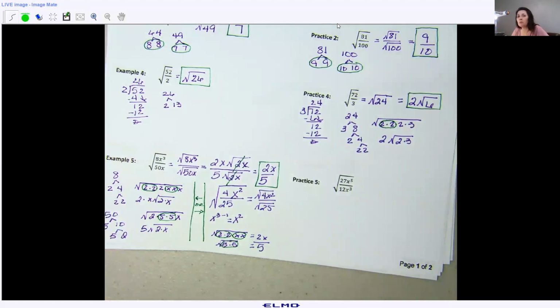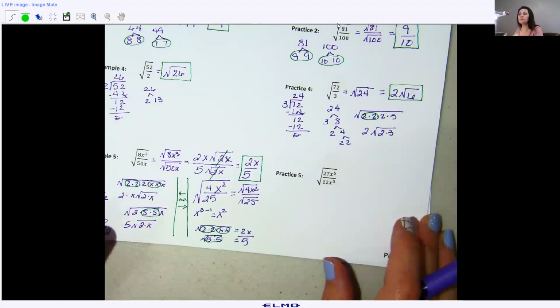Okay, so two ways to do the same problem, you get the same answer, whatever way works best for you. And whatever way really makes more sense to you. A lot of times the long way makes more sense to me. I like to see all the steps, but for some of you, I know that you don't like to do that. So either way. All right, so let's look at practice 5.